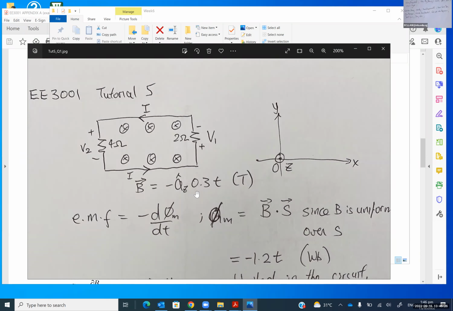You need to look at your B because you're going to do magnetic flux density times area. So you must make sure that the area has a uniform magnetic field. You can see that B is independent of X and independent of Y, meaning it's uniform in the X direction and uniform in the Y direction. Hence, even if you do a double integral, you still get the total area S, which is 4 meters squared, given to you.